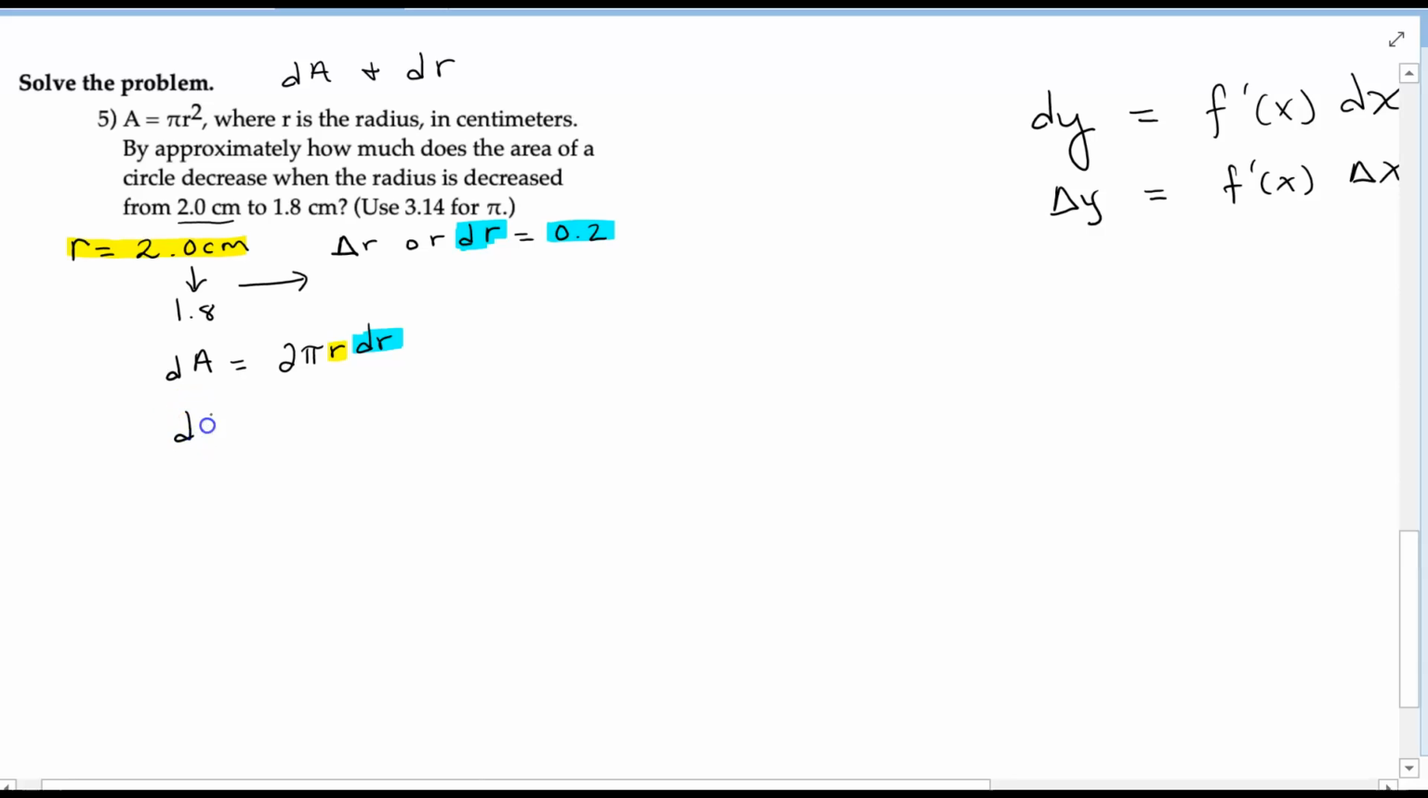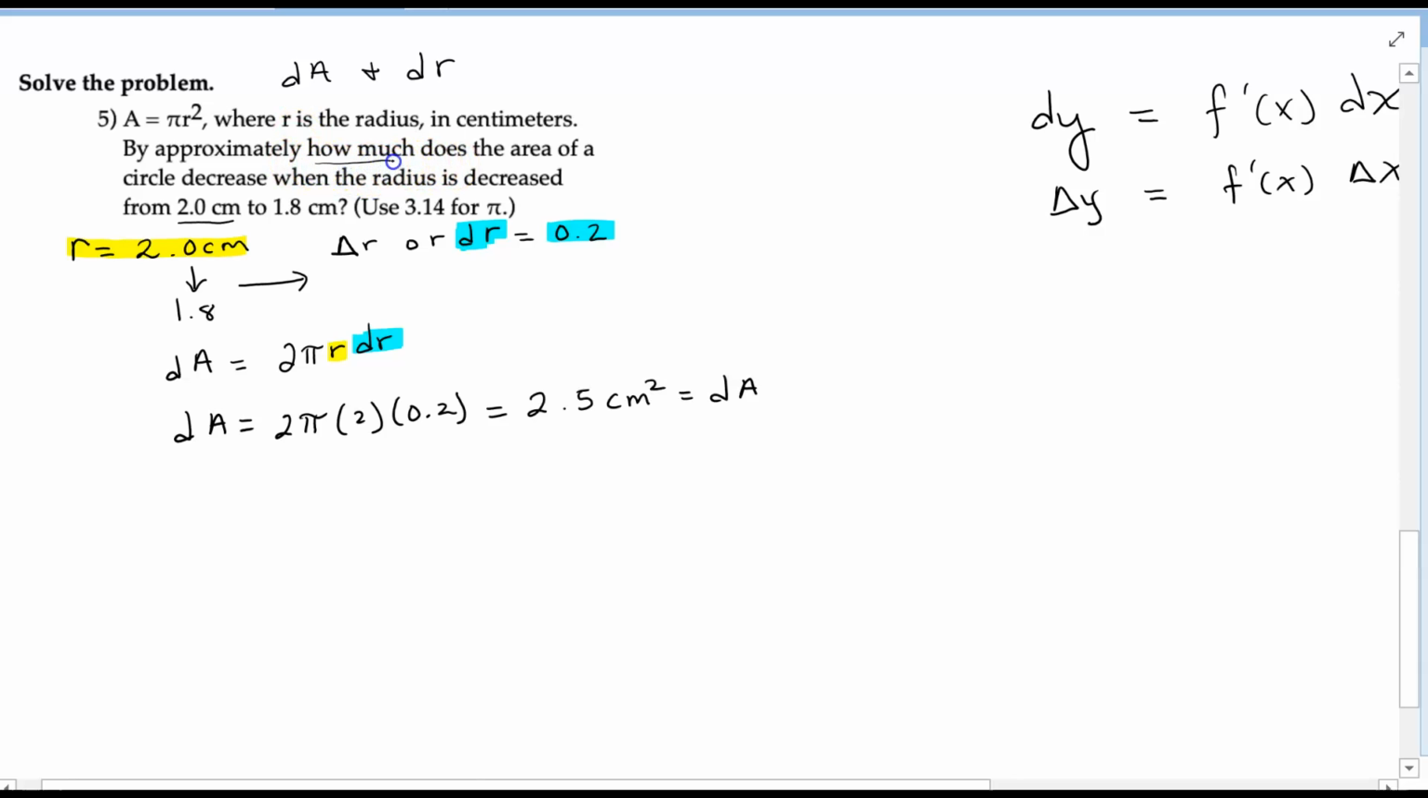So let's take a look. What is dA? We're going to get a numeric value here: 2 times pi times the radius of 2, times the change in the radius of 0.2 centimeters. We end up getting centimeters squared, because 2 centimeters times 0.2 centimeters gives your centimeters squared. So this is by how much the area will be reduced. You do that computation, you get something really close to 2.5 square centimeters. So this right here is your change in the area.